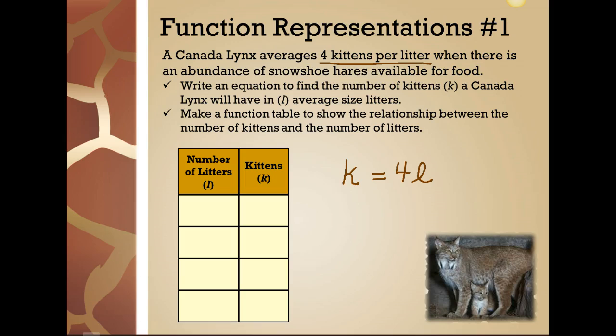To complete the function table, I'm going to choose some numbers of litters and then multiply them by 4 to get the number of kittens. If there are 0 litters, that means that we'll have 0 kittens. In 1 litter, we'll have 4 kittens. 2 litters would result in 8 kittens, and 3 litters will result in 12 kittens. Now we'll proceed to the next part of example 1, where we will graph our function and analyze it.